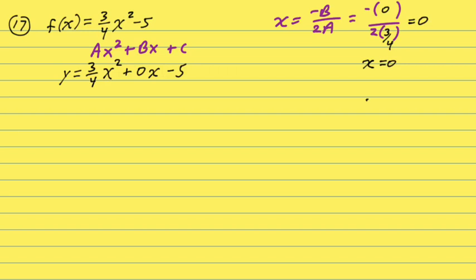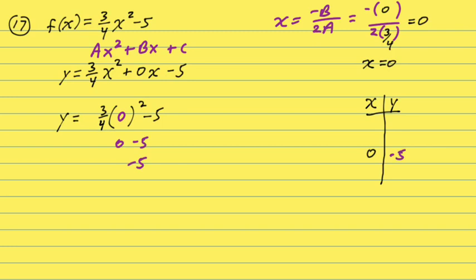So if I put 0 in, what would I get out for a y value? That's going to be my vertex. So if I have 3/4 x squared minus 5 and I put in a 0, wouldn't that give me a negative 5? Is it a negative 3/4 on the original question? I think it's a positive 3/4. And anyway, we get 0, negative 5. Which way is this thing going to open if a is positive? It's going to open upward.